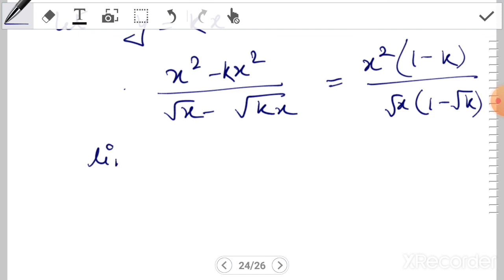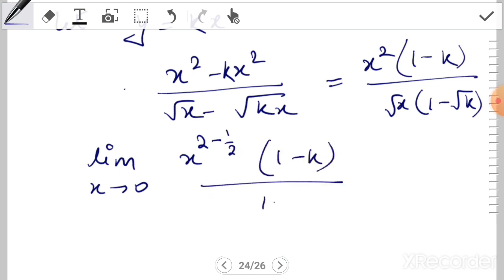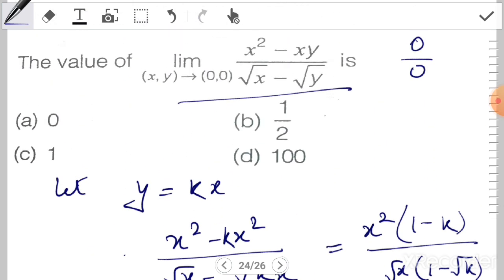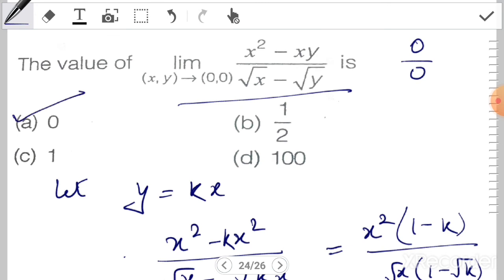Now take x square outside, 1 minus k, and here root x, 1 minus root k. Okay. Now take the limit x tends to 0, x to the power 3 by 2, 1 minus k by 1 minus root k. Yes, now put the value of x. If you put the value of x, this is 0, you will get 0. So 0 is the right answer, right? Let us go to the next problem.